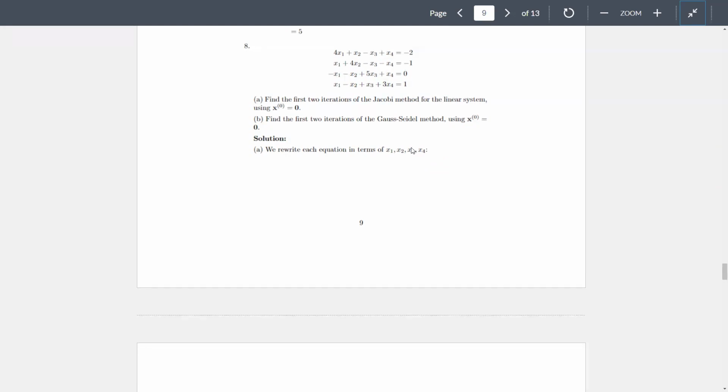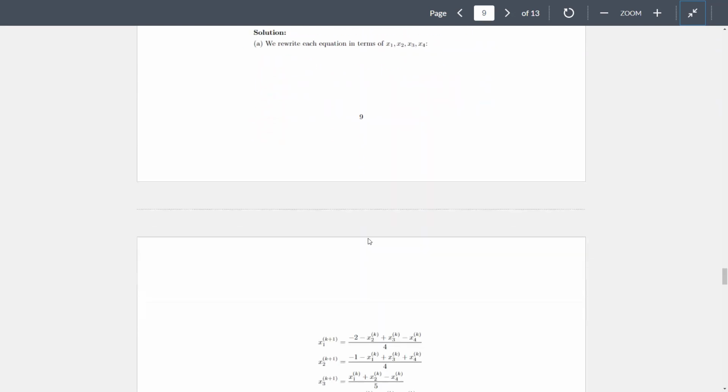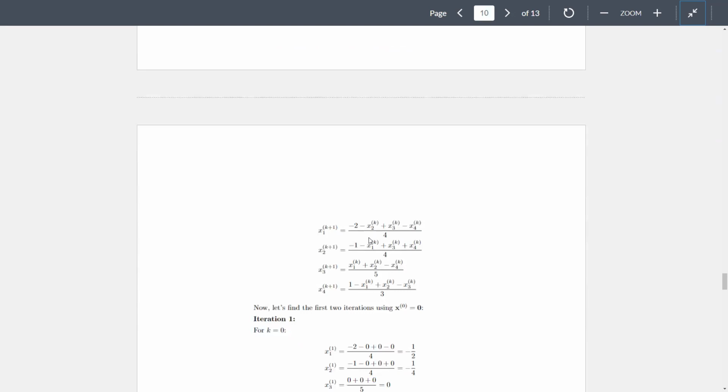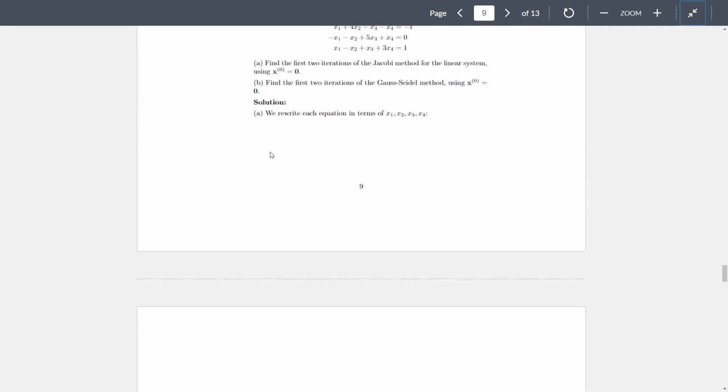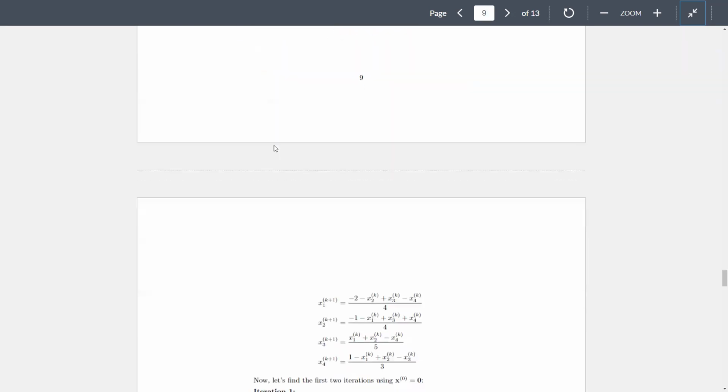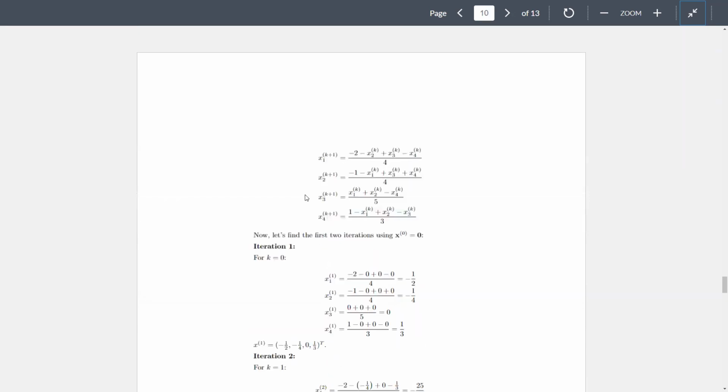In the actual exam, I will only ask you to do either the Jacobi method or the Gauss-Seidel method. I will not ask you to do both, because it takes a lot of time, I know. So what you need to do is to write down exactly what we have on the printed solution here, and Jacobi's solution, Jacobi's method's updating formula here.